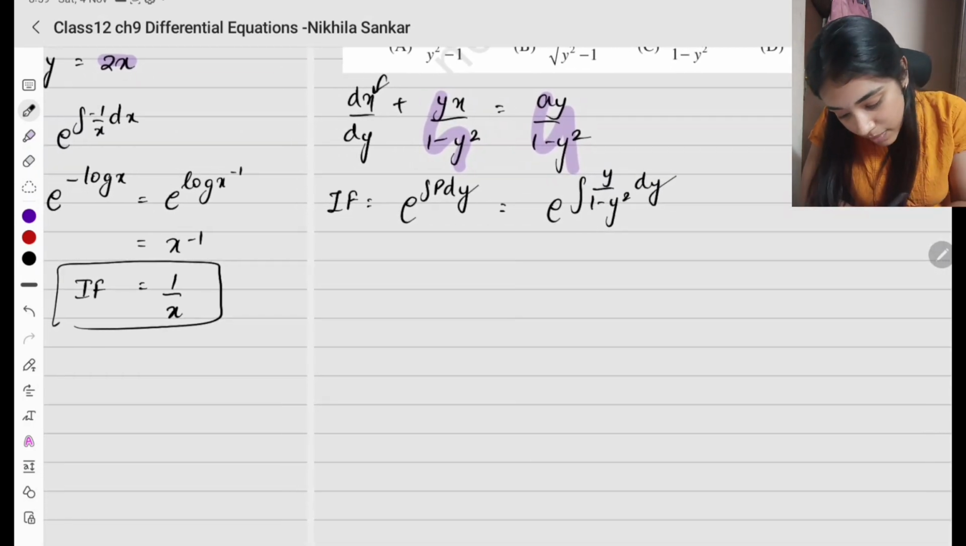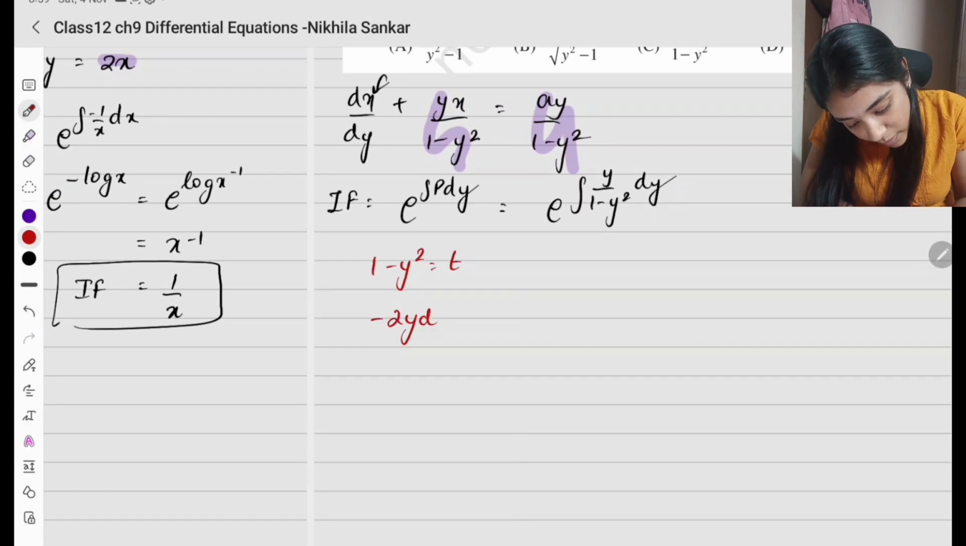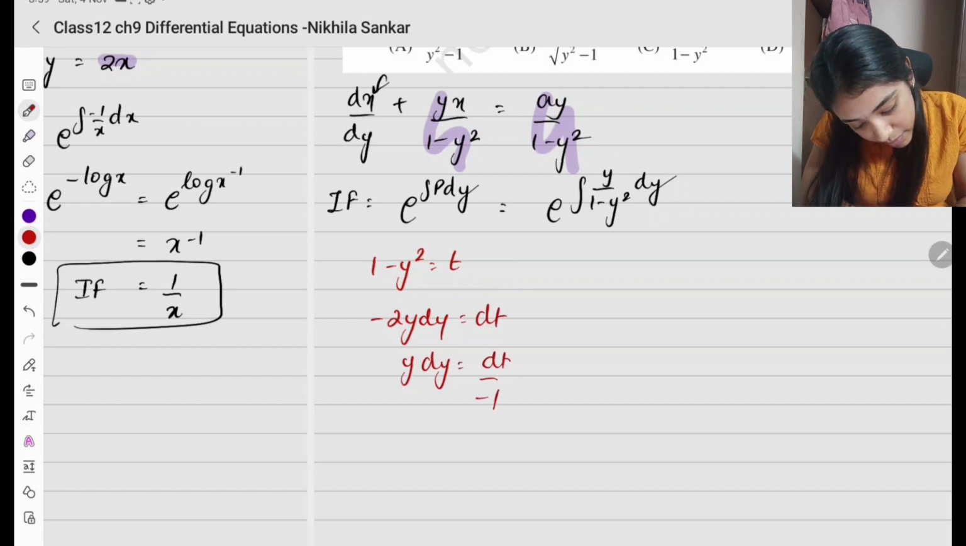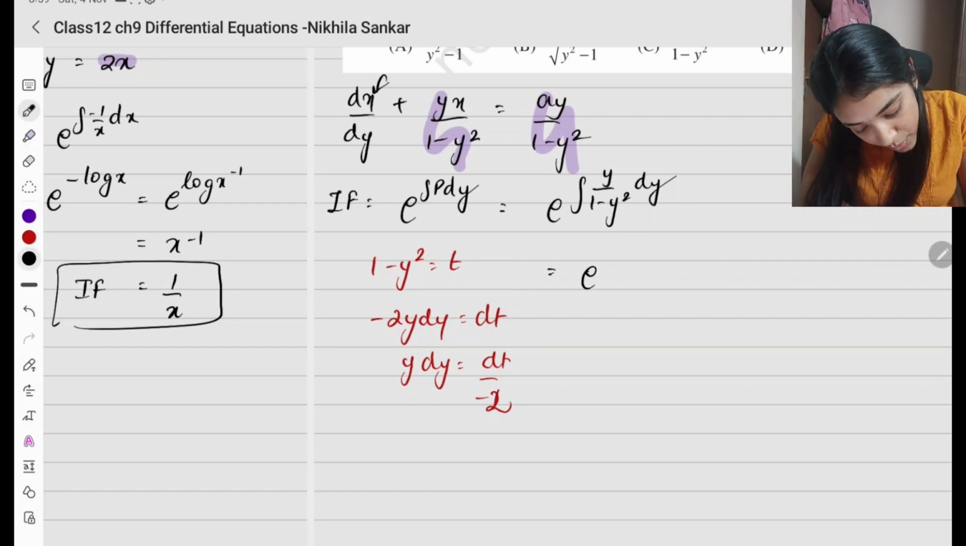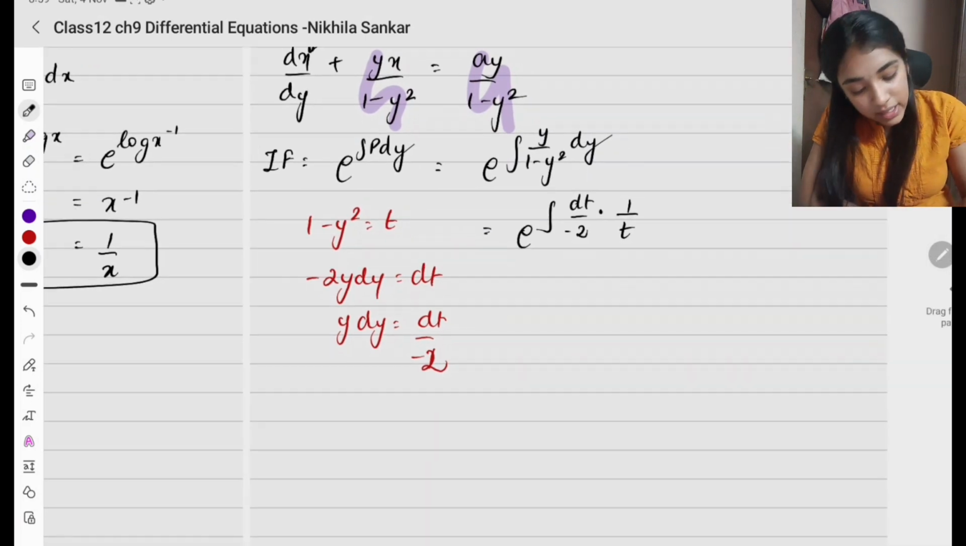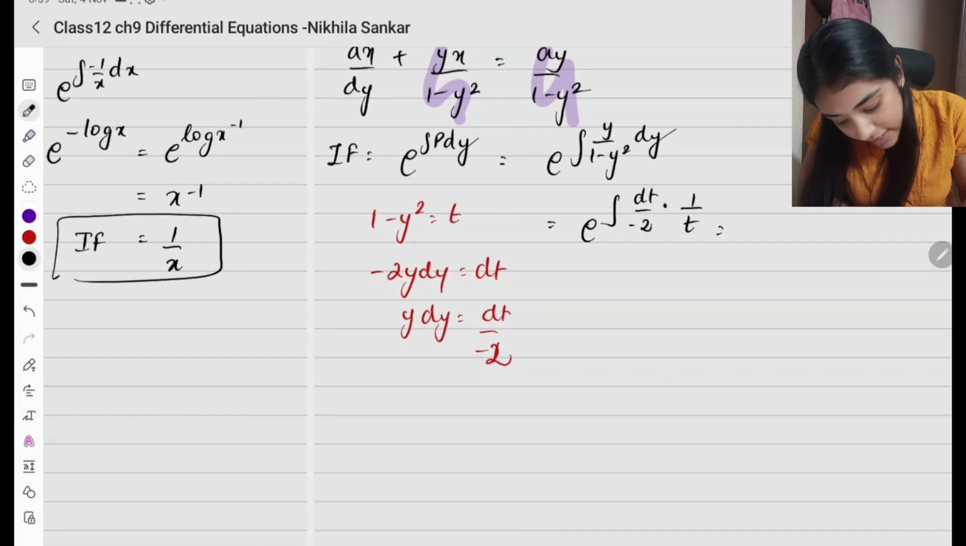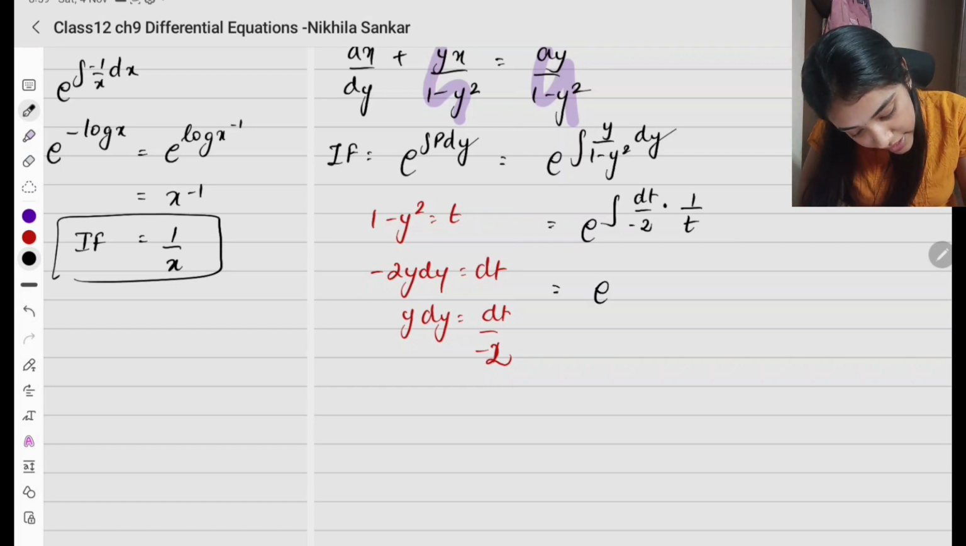இப்போ மேல integration மட்டும் solve பண்ணலாமா? I'm going to take 1 minus y square equals t. So I have minus 2y dy equals dt. I need y dy. So this is going to be dt divided by minus 2. Correct? So இதை solve பண்ணா what will I have? This is equal to e integration of y dy is minus half, so dt divided by minus 2 into 1 divided by t. Okay, so இப்போ minus 1 by 2 வெளியில் எடுத்தா என்ன ஆகும்? I have e raised to minus half integral dt by t.